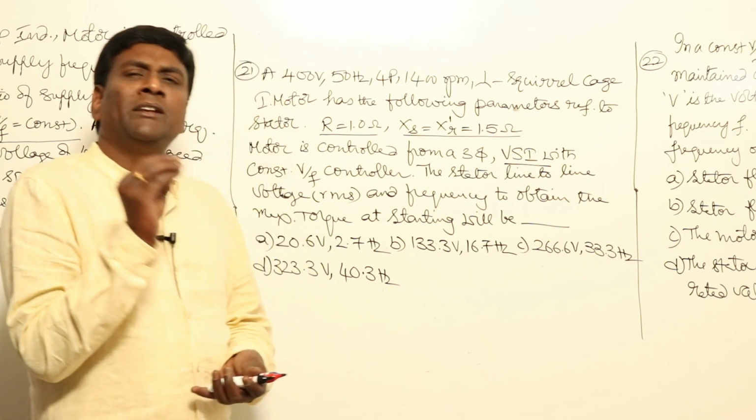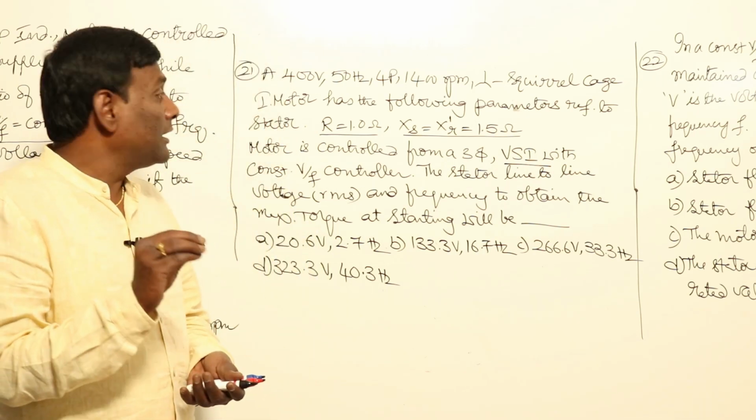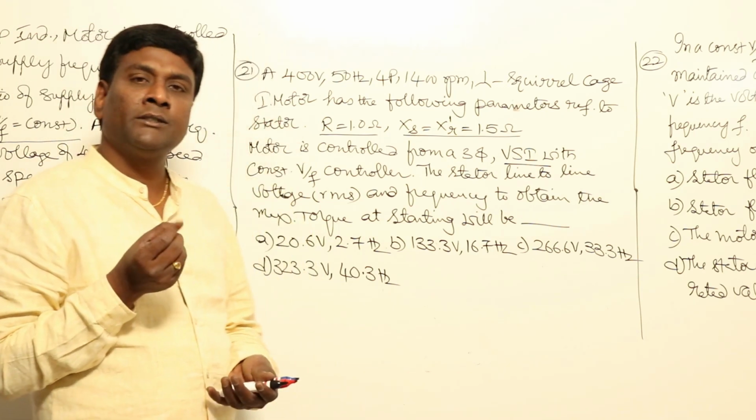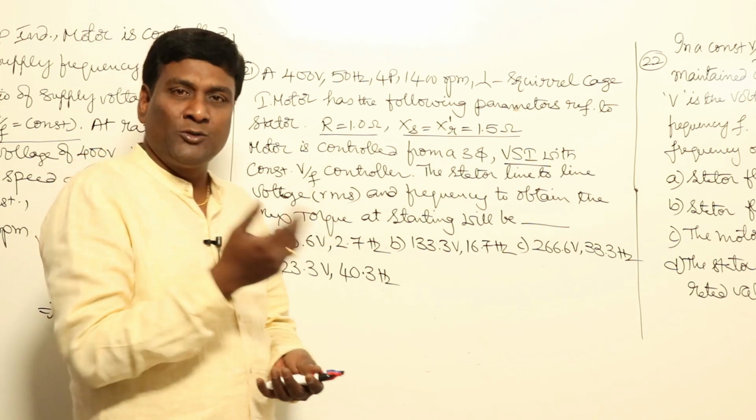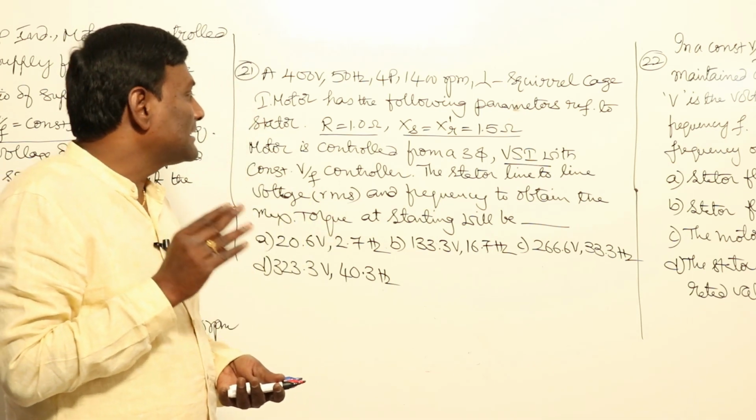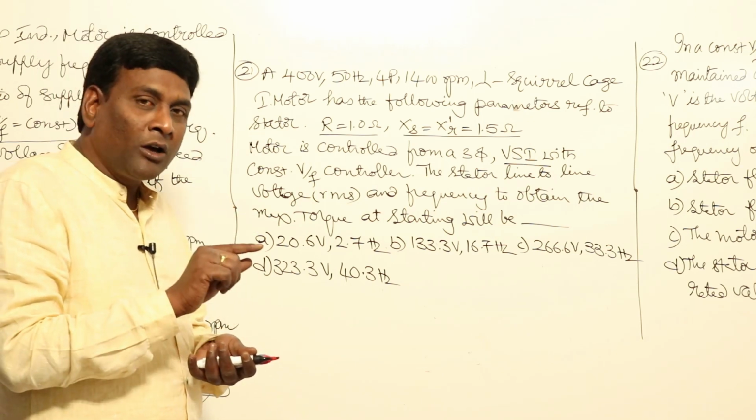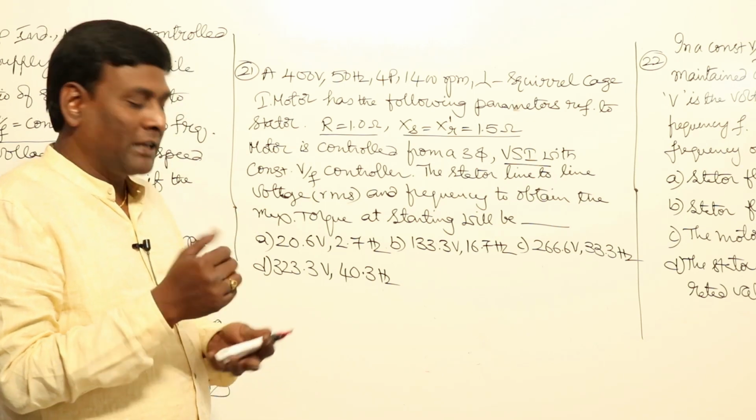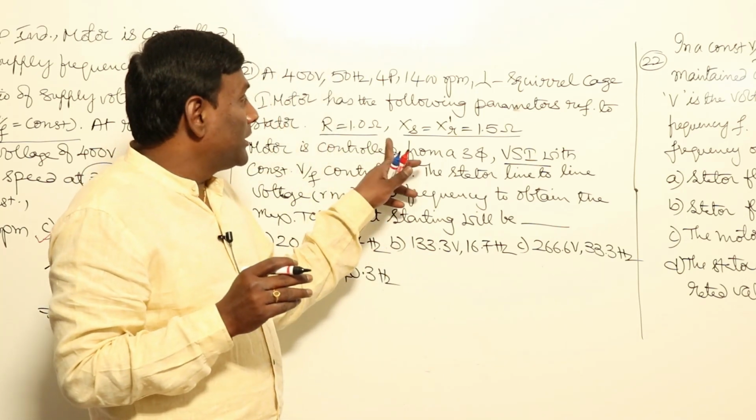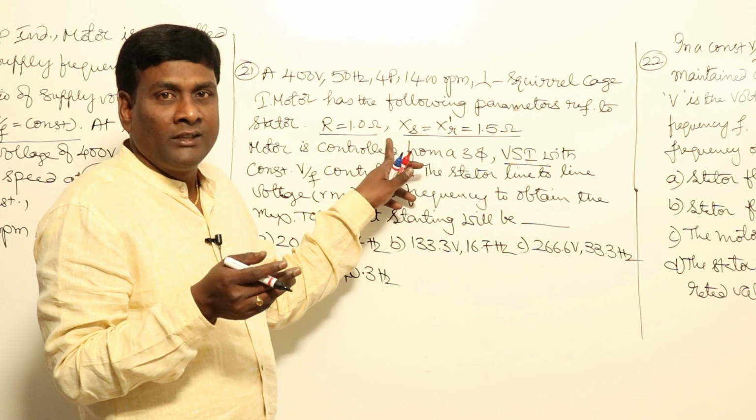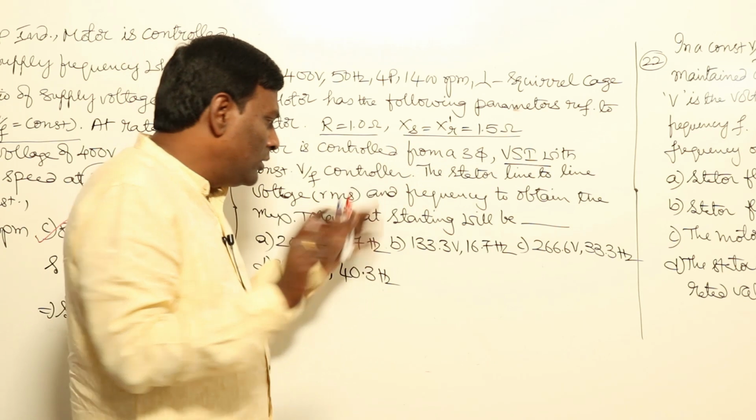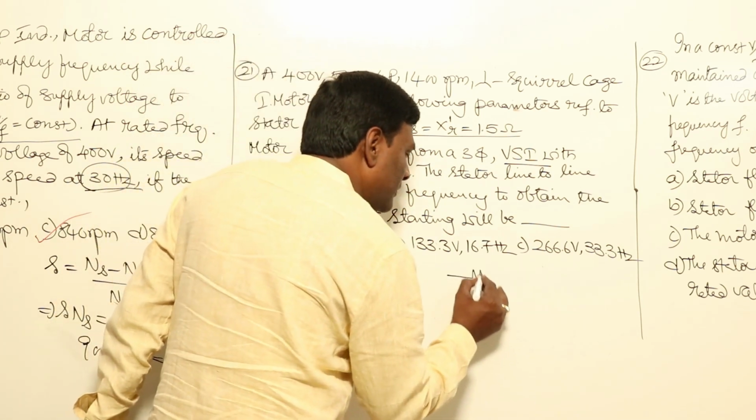Very simple. In VVVF control, slip frequency should be constant, slip speed should be constant. What is being asked is the maximum torque. Maximum torque happens at a particular slip. Directly you should not take R2 by X2 as S_MT, because X1 is also given. So let us draw the equivalent circuit.